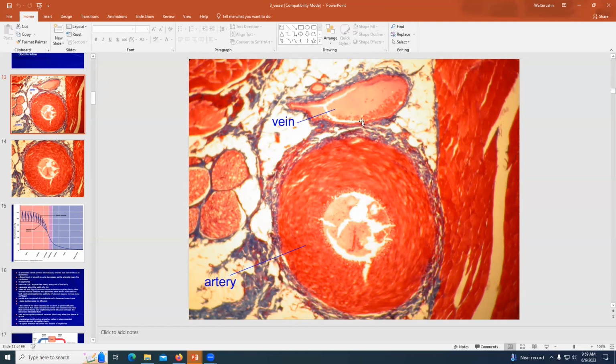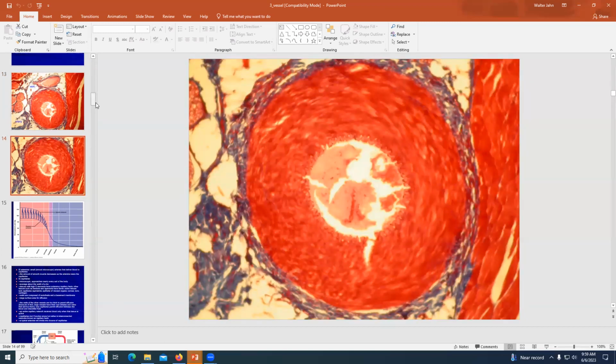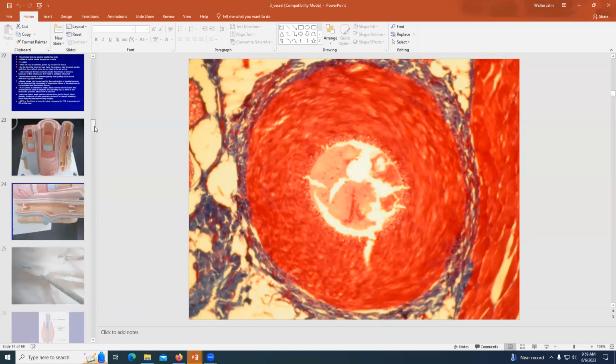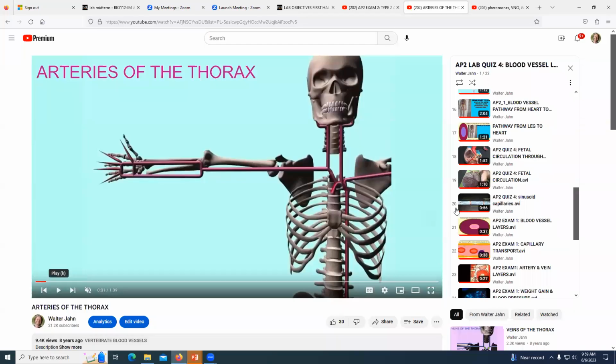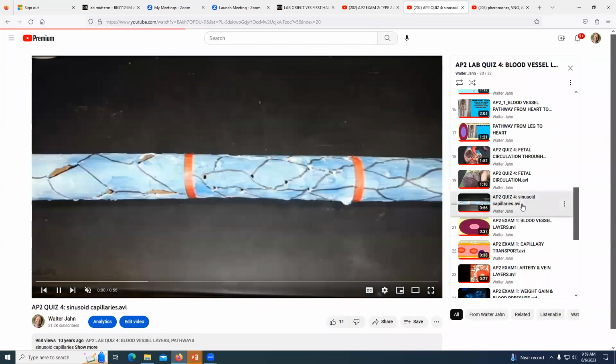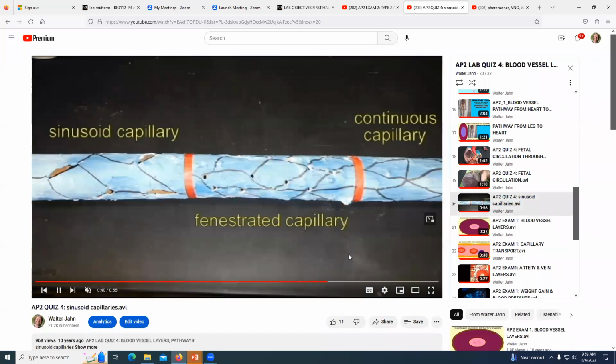Here we have an artery and a vein. Notice the vein, very thin wall. Here the artery is a muscular artery. So you would have that identified. If I ask you artery versus vein, obviously that's the artery, that's the vein with the valves. There's the capillary types, where you've got the continuous capillary, the fenestrated with the pores, the sinusoid. Here I could ask you one of those.